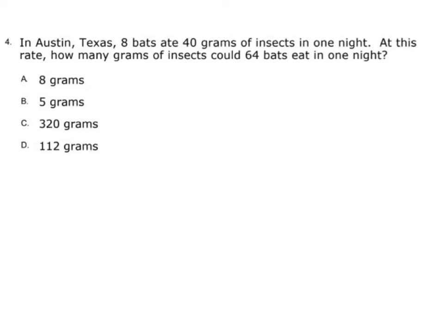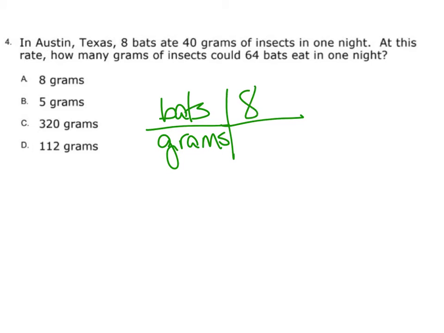At this rate, how many grams of insects could 64 bats eat in one night? So they're talking about bats and grams. So the number of bats is 8, the number of grams is 40. Now they're telling us at what rate, so we're looking for how many grams, and there's 64 bats.